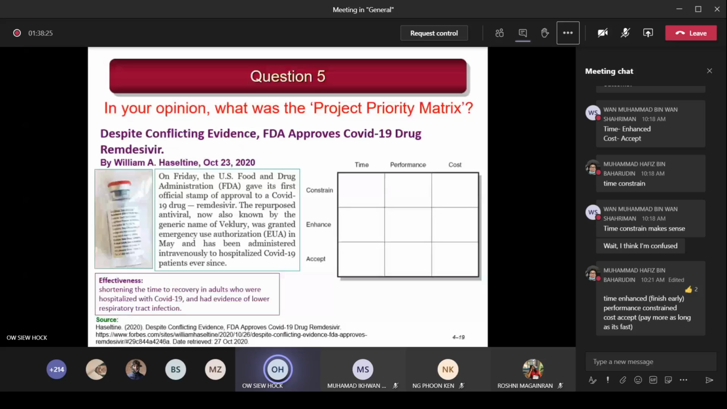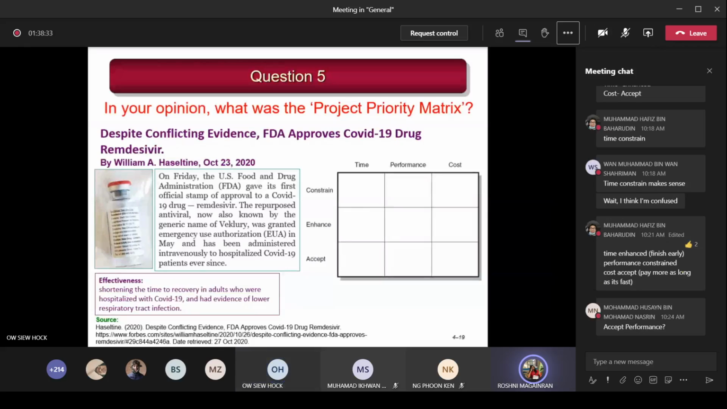So what do you think should be the priority metrics here? What do you think? Anyone? Performance is accepted. Okay, I accept, because it's not really achieving it. Accept. Okay, next one. The other two.